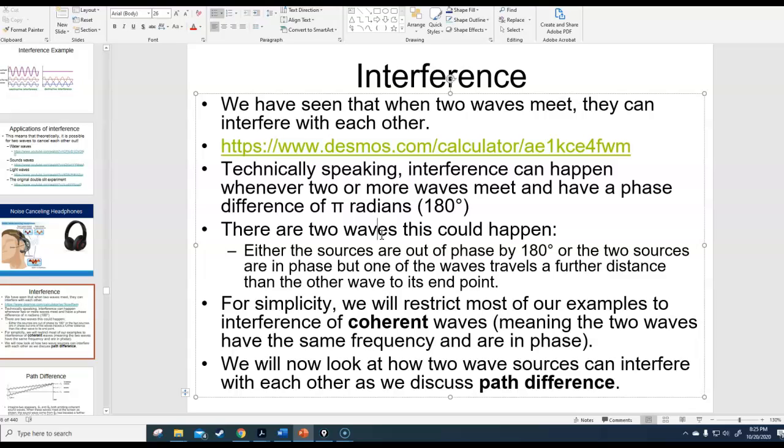that another wave travels. Okay, so for simplicity, we're going to only look at problems where we have what's called interference of coherent waves, meaning that the two waves have the same frequency and are in phase with each other. And so we're mainly only going to focus on interference caused by path difference, although technically speaking, you could also have the two sources out of phase with each other. And again, I mentioned that not because it's super common to see on the IB exam, but it is something that might pop up. Okay, so what does this mean, path difference?